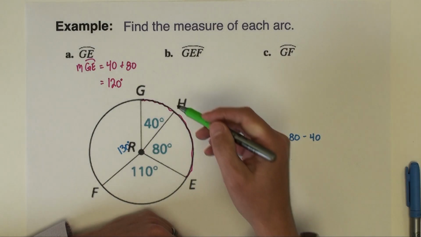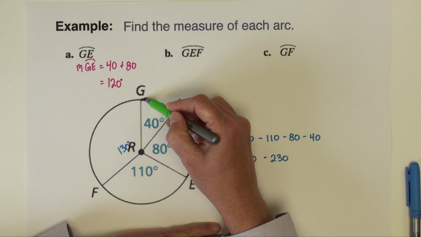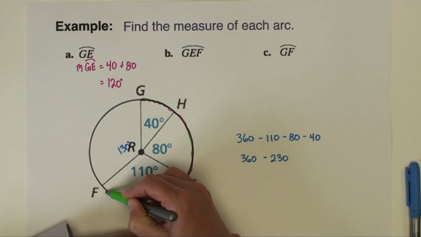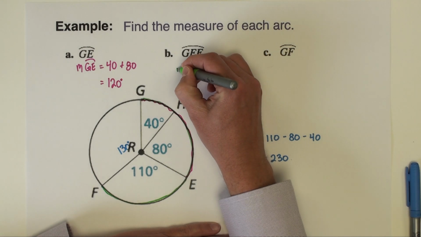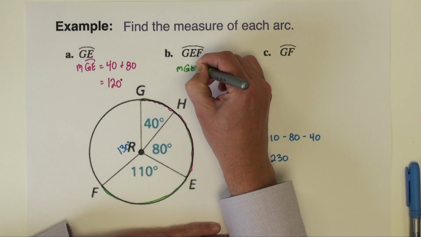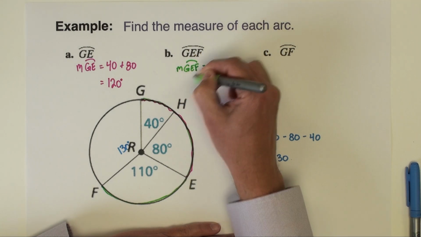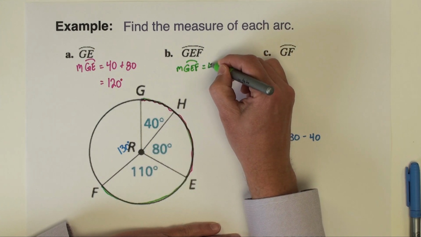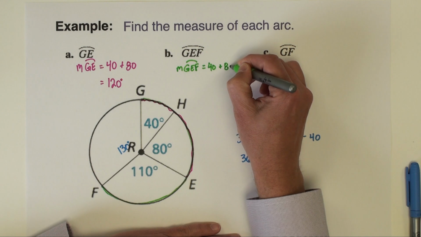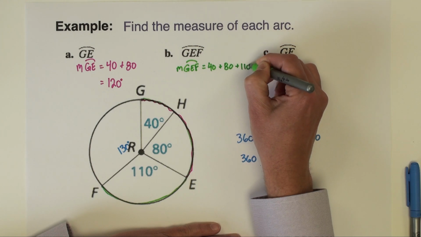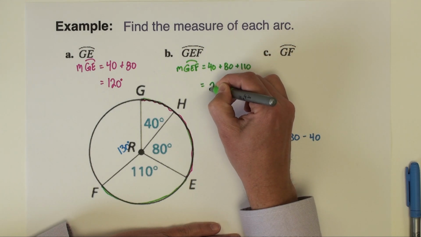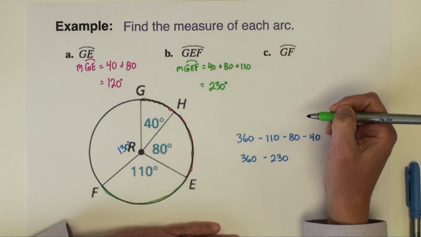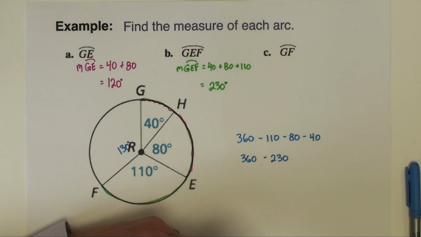The next one, arc GEF, is going to start at G, go through E, all the way to finish at F. Measure of arc GEF is going to be the three angles that combine to give us that arc. 40 plus 80 plus 110, that's 230 degrees.